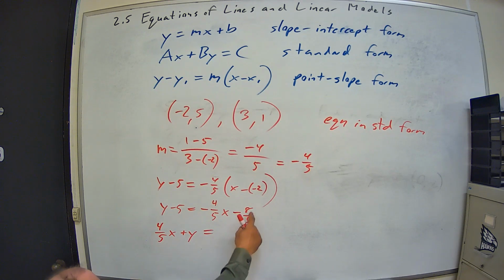Well, wait a second, this is 8/5. That's 5. Well, 5 is 25/5. So 25/5 minus 8/5 gives us 17/5.